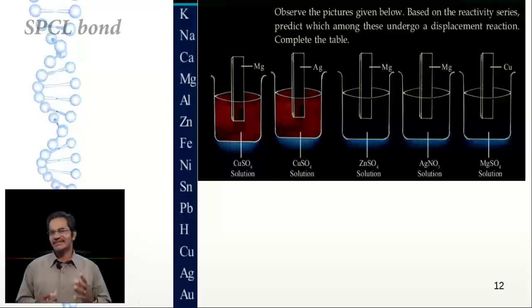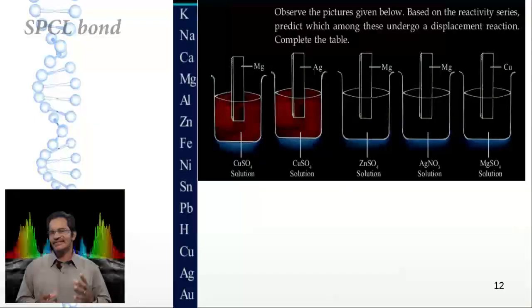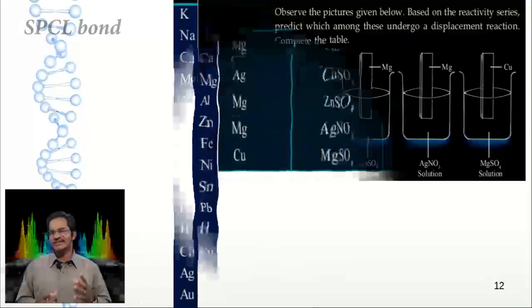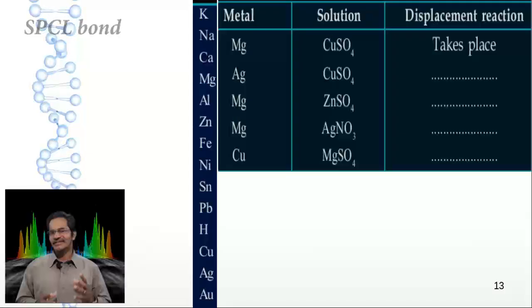But in this experiment, silver is dipped in copper sulfate solution. Is it possible to displace copper from copper sulfate solution by silver? Not possible. Silver cannot displace copper from copper sulfate solution because silver is less reactive. So, you complete the table: does not take place.